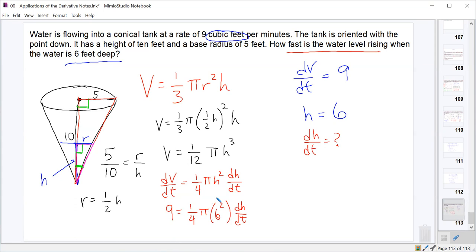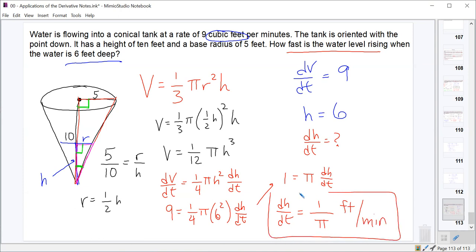So really, I've just got 1 equals pi times dh/dt, or dh/dt is equal to 1 over pi, and our units were in feet per minute. So we get the rate of change of the height of that cone of water is 1 over pi feet per minute.